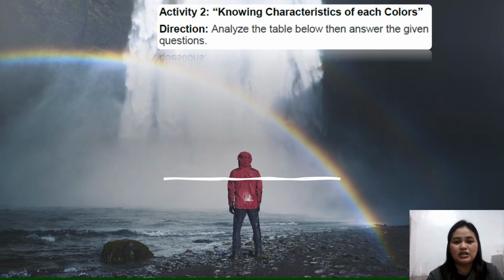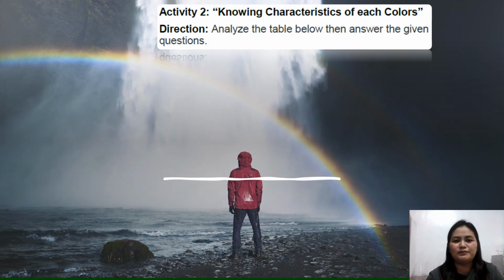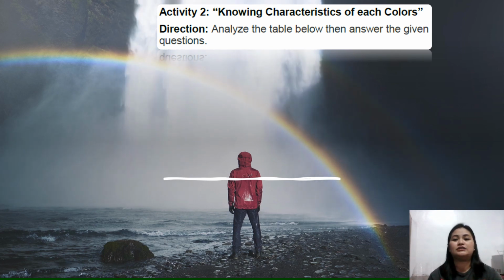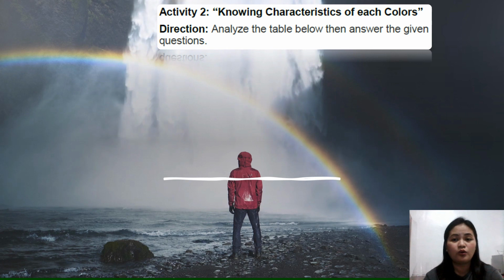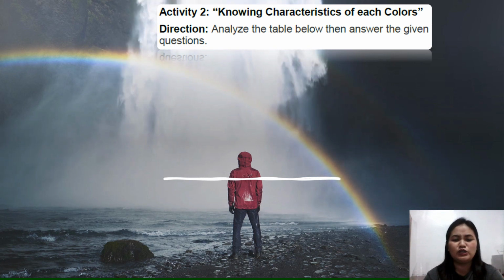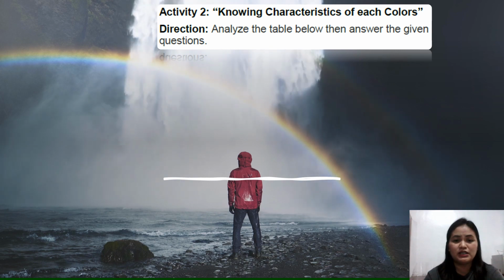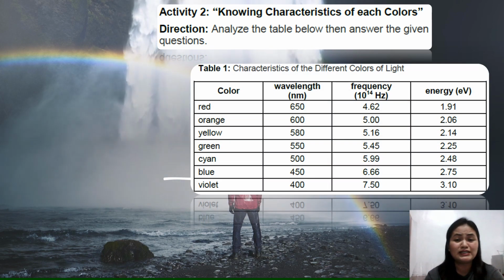What is next? Your activity number 2. Knowing the characteristics of each color. Analyze the table below, then answer the given questions. So this is just a table interpretation. Naintindihan mo ba yung table? Ganon.